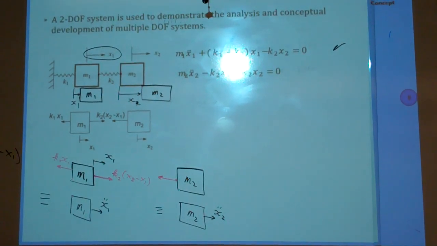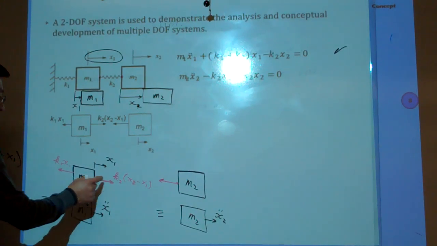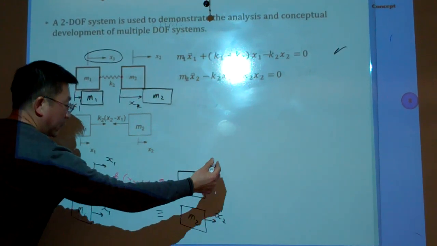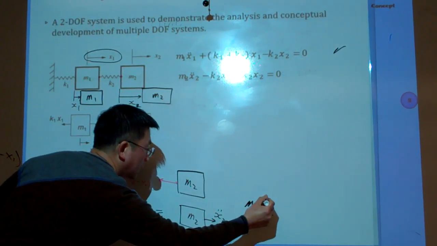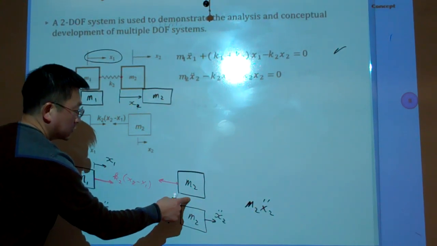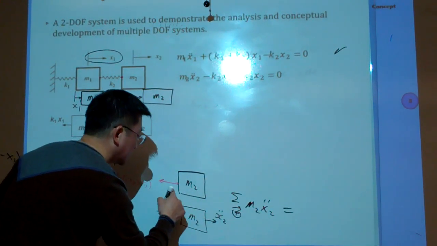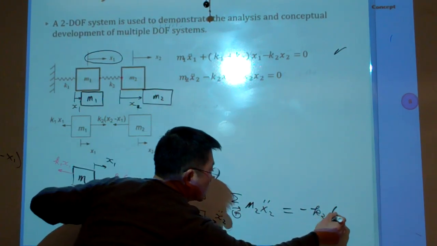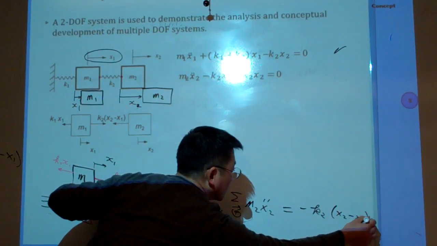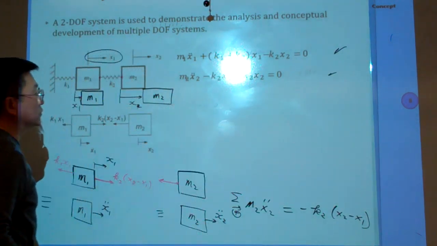Good. So carefully apply the free body diagram. For this one, that is m2 x2 double dot by Newton's law, and that is the force positive, so basically that is minus k2 times x2 minus x1. So this equation equals this one.